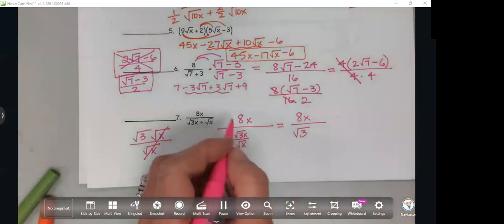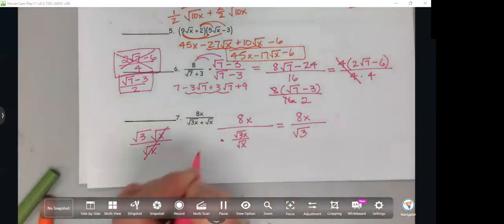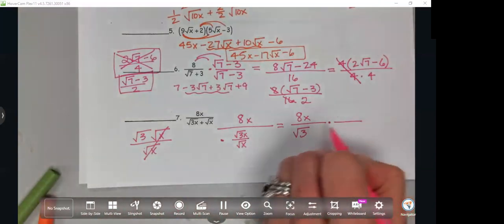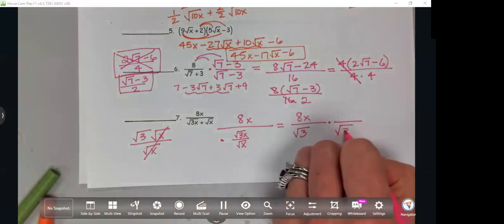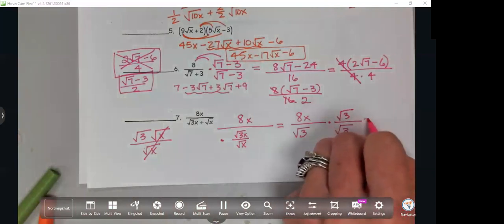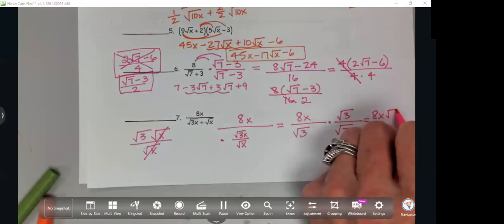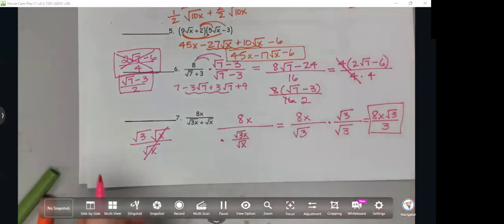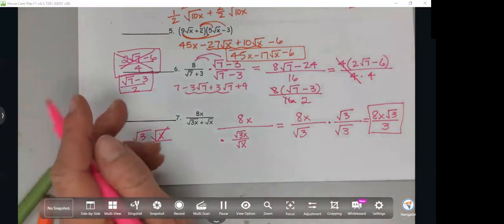Because you go ahead and simplify this as best you can first, then kind of work with it over here. So now I've got to get rid of that denominator, the radical. And I'm going to have 8x square root of 3 over 3. And there is the answer to that.